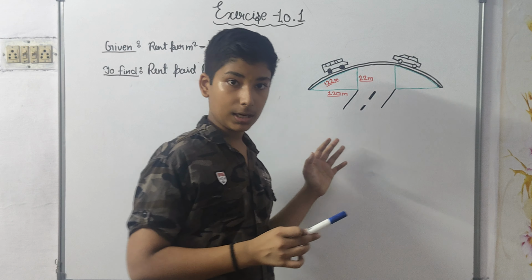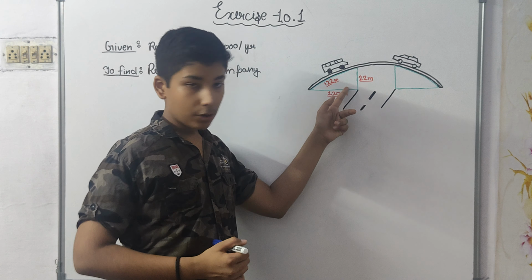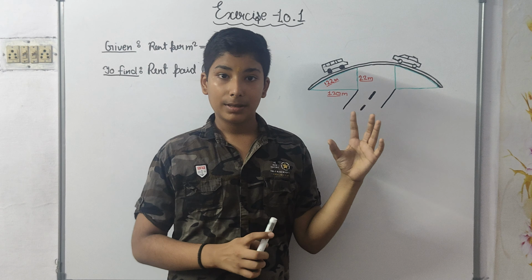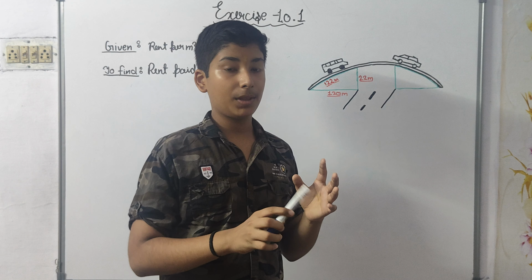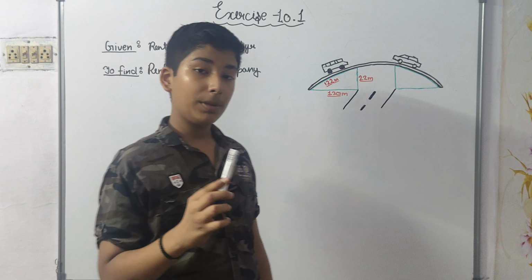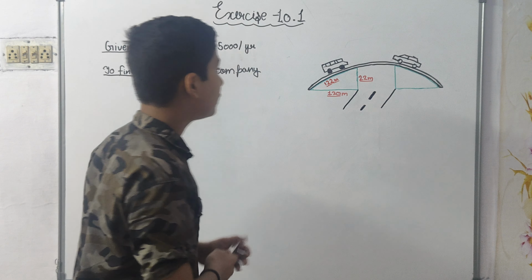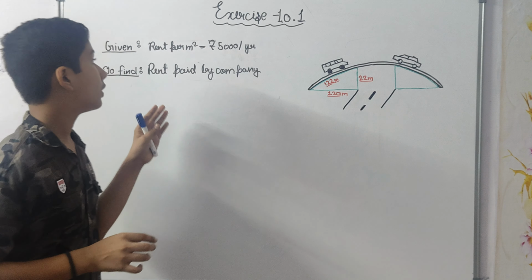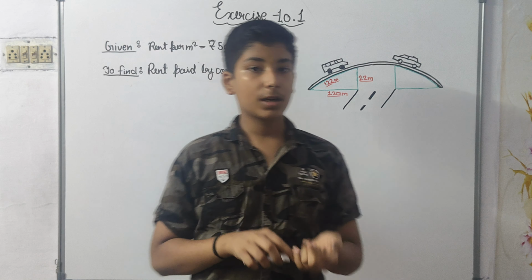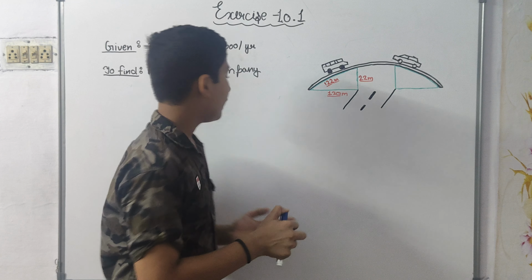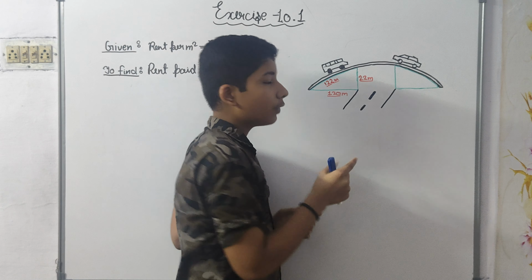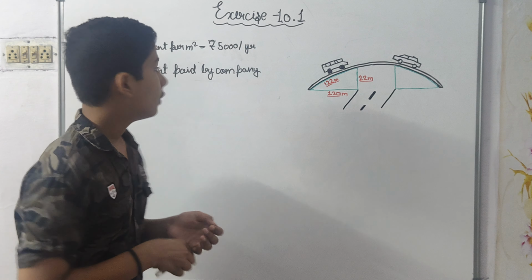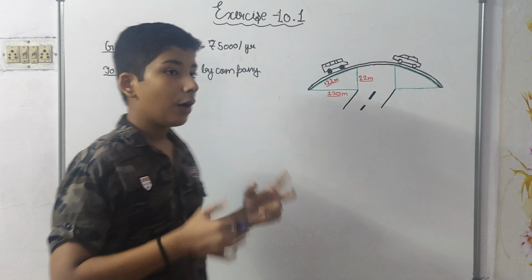Per meter square, the charges per year for advertising on this wall are 5,000 rupees. Means if you are taking 10 meter square, it would be 50,000 rupees per year. Now we have to find out how much a company would pay. The company has rented this whole wall for advertising just for 3 months, not for a whole year. So now how will we do it?